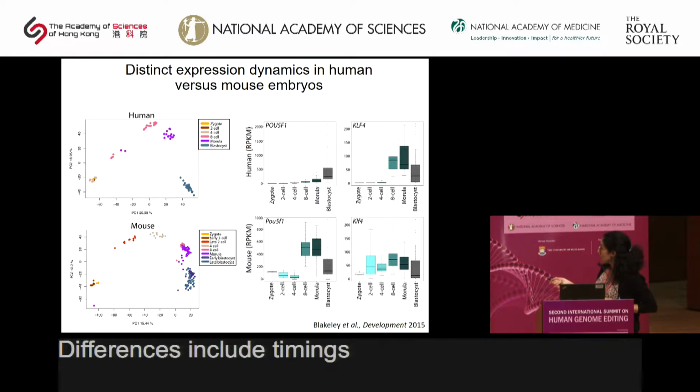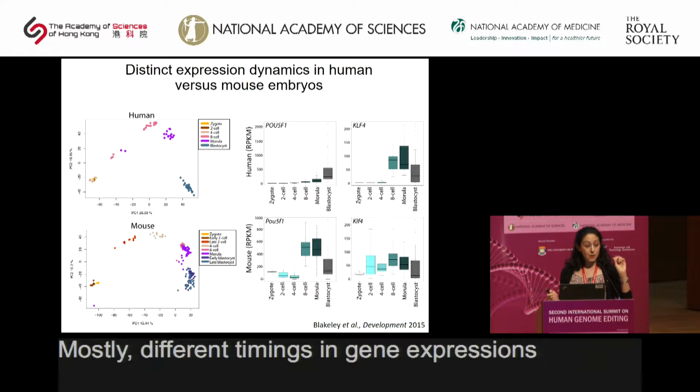So here we have plotted developmental time on the x-axis and gene expression on the y-axis, and we can detect the transcript for a gene called POU5F1. This encodes that key factor I mentioned earlier, OCT4. POU5F1 transcripts are detectable much earlier in the mouse compared to the human, and another absolutely critical developmental regulator called KLF4 is also detectable much earlier in the mouse compared to humans.